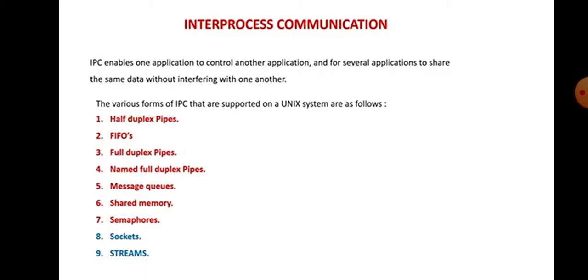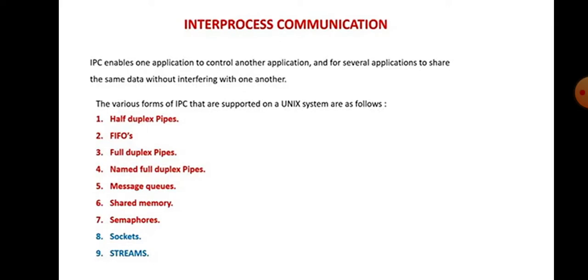As you can see, there are 9 mechanisms listed here, and if you observe, 8 and 9 are highlighted in blue, and the rest 7 are highlighted in red. That is because the first 7 are IPC mechanisms that are restricted between processes that belong to the same host. The last 2, sockets and streams, allow inter-process communication between processes residing in different hosts. So as a part of the module, we will be looking into the first 7.